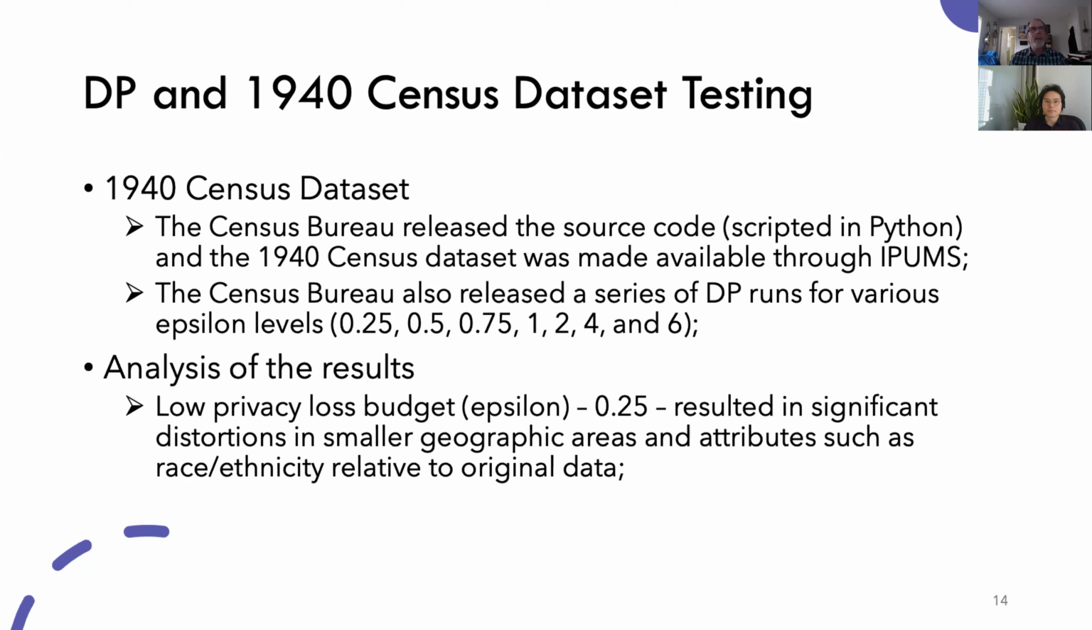So to precipitate this, the Census Bureau released the source code, which was scripted in Python, and the 1940 census data set was made available through IPUMS. So researchers could actually go in, assuming they had the correct licenses.